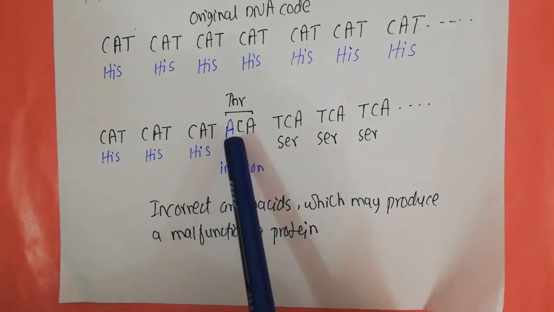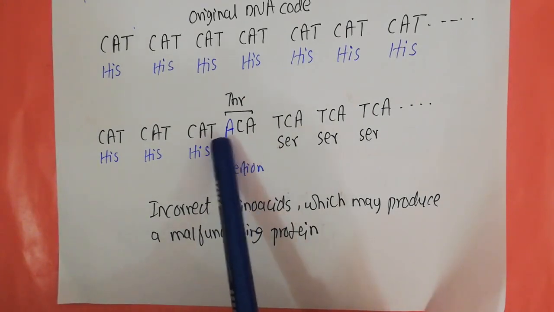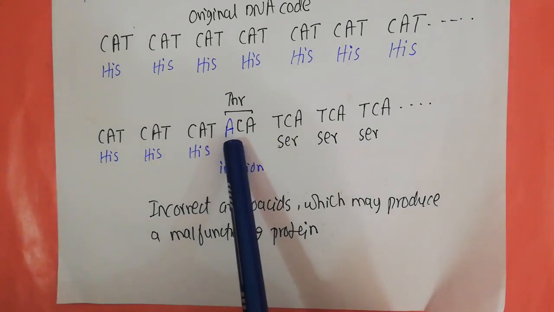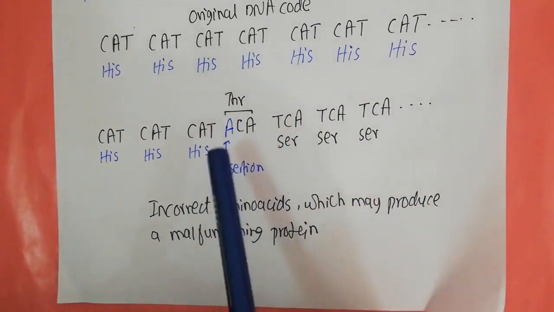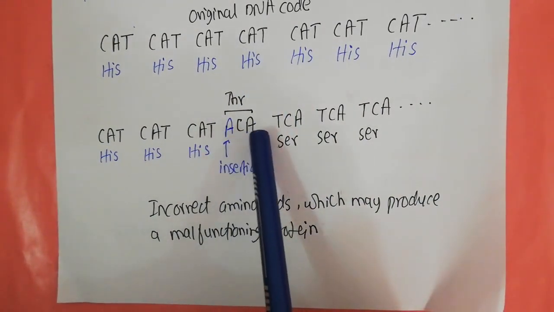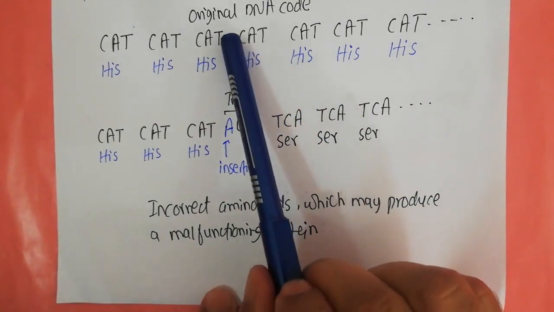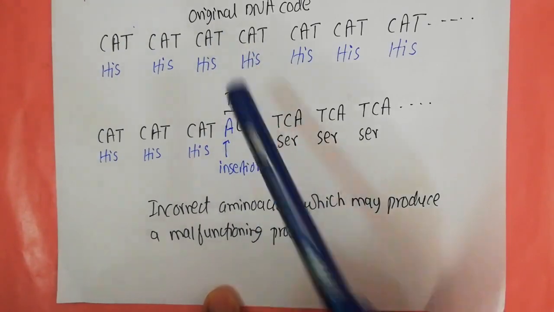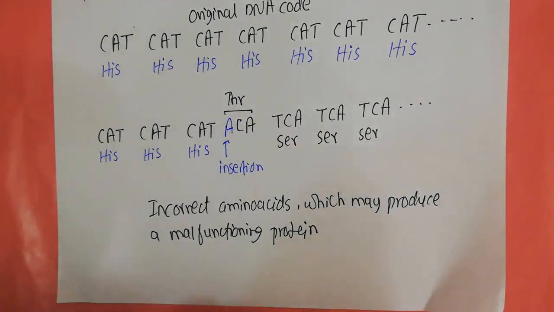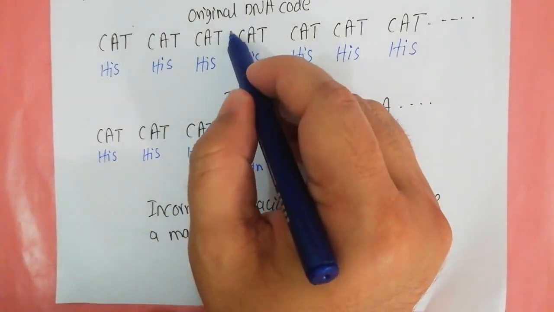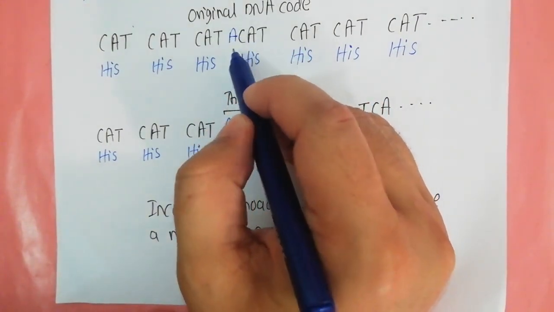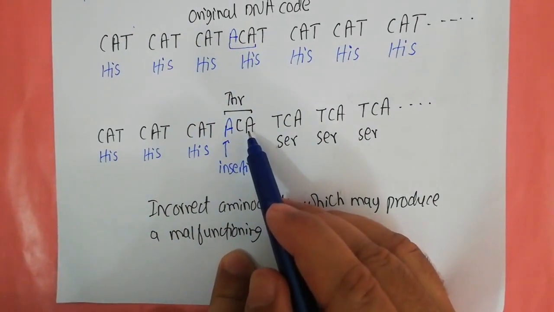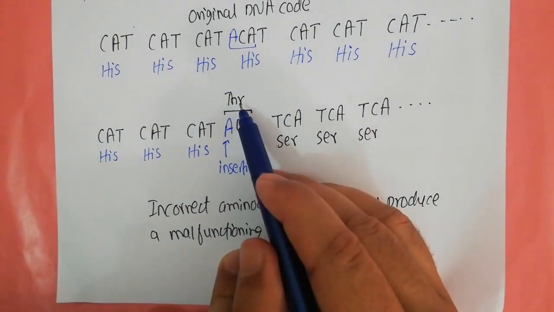Now you are adding, say for example, a single nucleotide over here. And when you insert a single nucleotide over here, that means that instead of the CAT, now you will be having the ACA. So you are inserting an A at this particular point after the third CAT. When you add an A over here, the codon now will be the ACA. And this ACA is coding for the threonine.